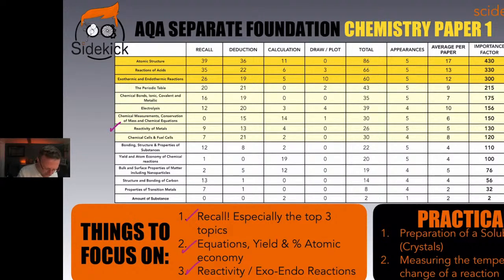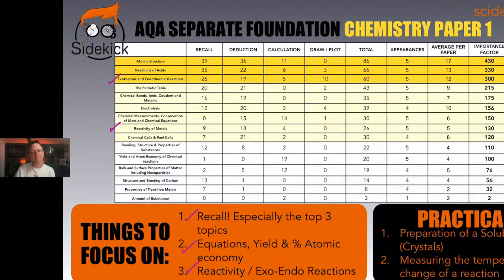Reactivity of metals and exo and endothermic reactions are very often linked together. Between them you've got a load of marks, and you'll see by practicing questions that these two things are linked quite a lot. There's less to remember here for reactivity of metals, but you do need to be able to work things out and do some calculations with it. So those two things are really closely linked together.